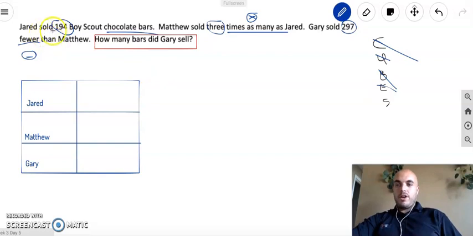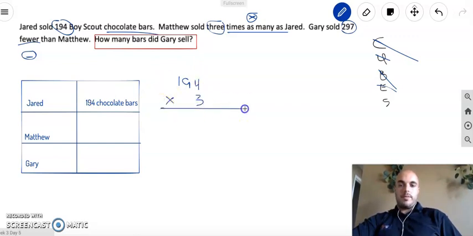So let's look. I have 194 chocolate bars for Jared. I don't have to do anything to solve that. It's already there. Okay. So let's find what we need for Matthew. He sold 3 times as many as Jared. So I'm going to take 194 and multiply it times 3.